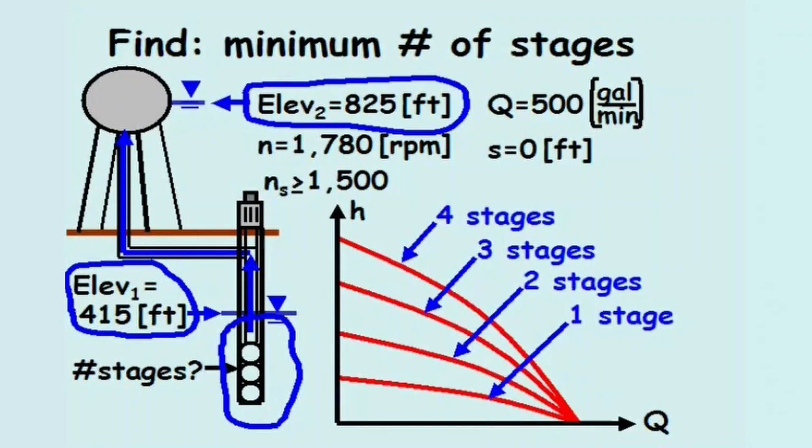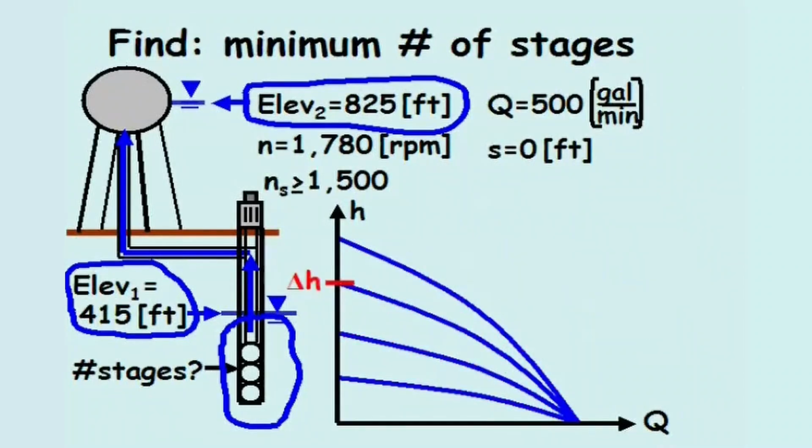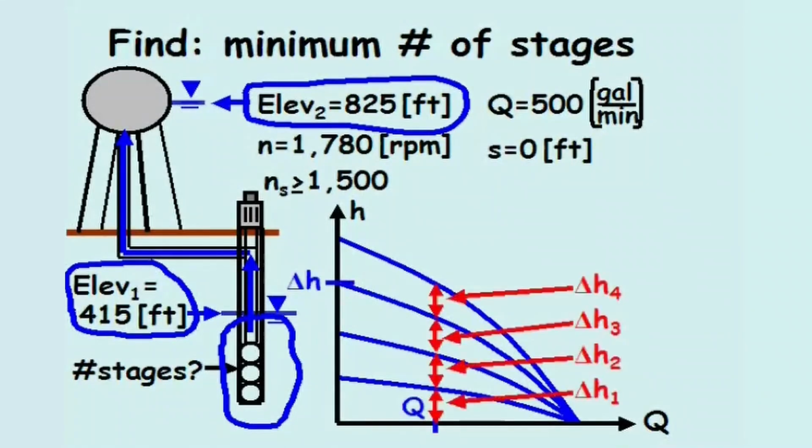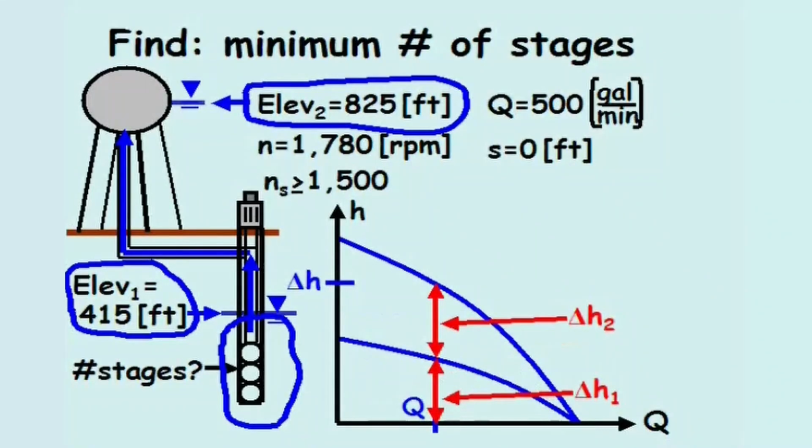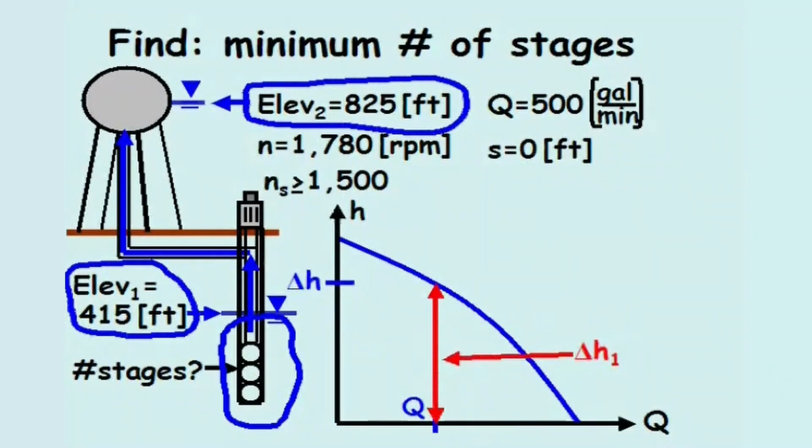Therefore, if the value of delta H is known, and the pump has 4 stages, as shown here, then for a given flow rate, Q, the total head produced by the pump is shared equally between the 4 stages. If there were only 3 stages, each individual stage would be required to add more head to the system. Same is true if there were only 2 stages, or 1 stage.